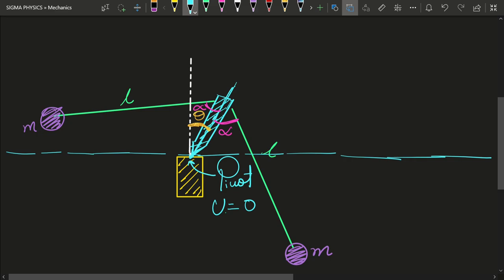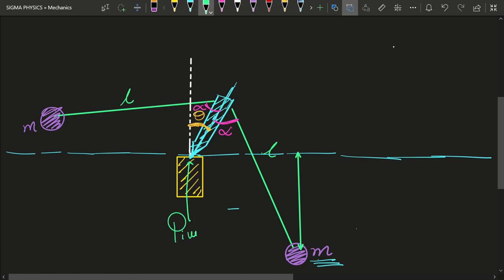And hence, if I want to know the potential energy of this mass M, what I need to find is this length, the length of that mass from the pivot, right? I need to find that. So let us quickly get started with finding that. This was the pivot where the potential energy is zero, okay?